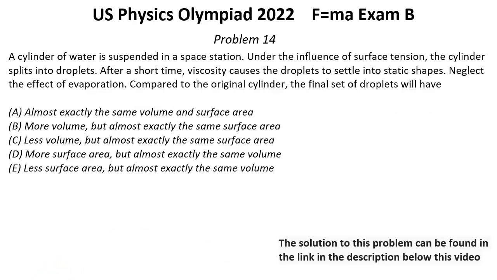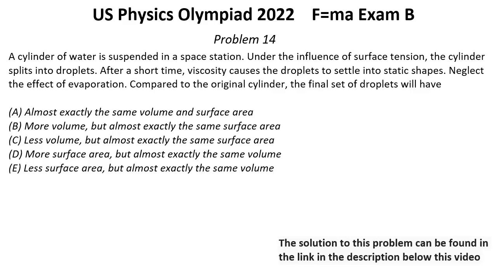Problem number 14. A cylinder of water is suspended in a space station. Under the influence of surface tension, the cylinder splits into droplets. After a short time, viscosity causes the droplets to settle into static shapes. Neglecting the effect of evaporation, compared to the original cylinder, the final set of droplets will have the following.